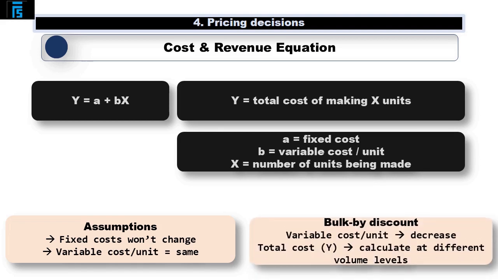The variable cost per unit may also decrease if bulk buy discounts or volume discounts are being offered by suppliers. If this is the case, then the total cost, y, will need to be calculated at different volume levels to ensure that selling prices cover the appropriate costs.